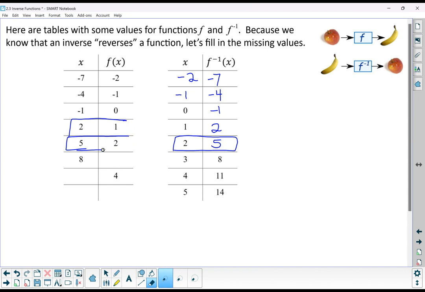And then for f inverse, let's look at this row. We have that f inverse has an input of 3 that gives an output of 8. That means our original function f must take an input of 8 and give an output of 3. And 11 would be the input to get an output of 4 in function f, because f inverse takes an input of 4 and gives an output of 11. They reverse each other.